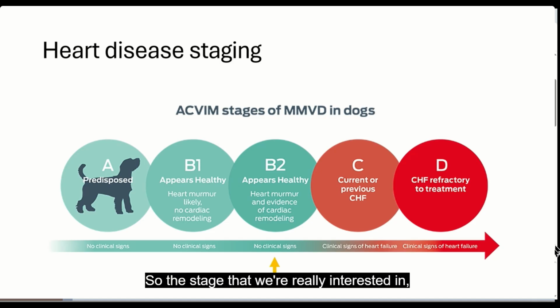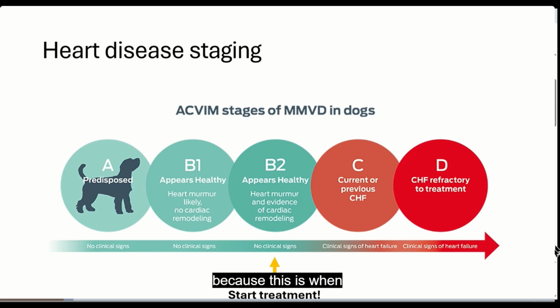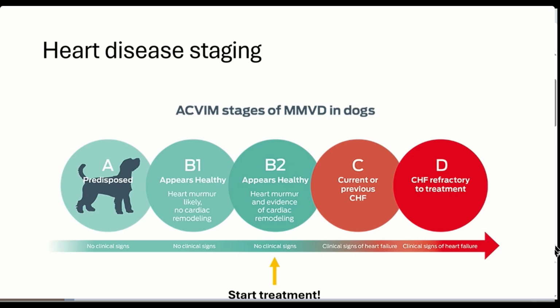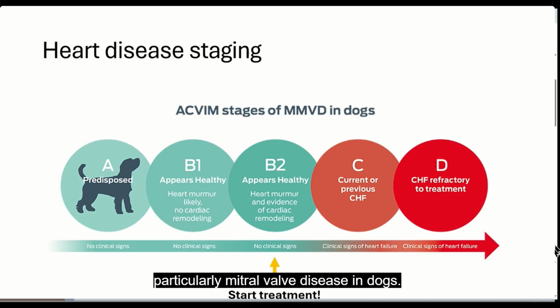So the stage that we're really interested in, to be honest, in a cardiac referral setting is stage B2, because this is when we want to start treatment for any heart disease process that we've identified, particularly mitral valve disease in dogs. Now, it's the EPIC study, the big study that came along some time ago. Now it's had a part 1 and a part 2.